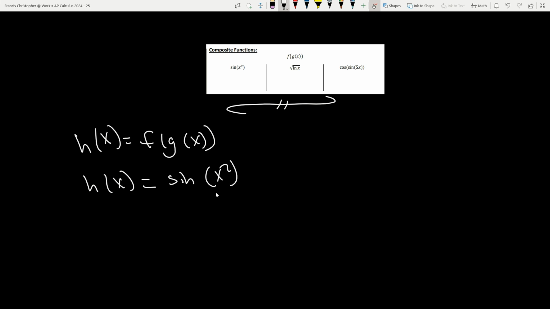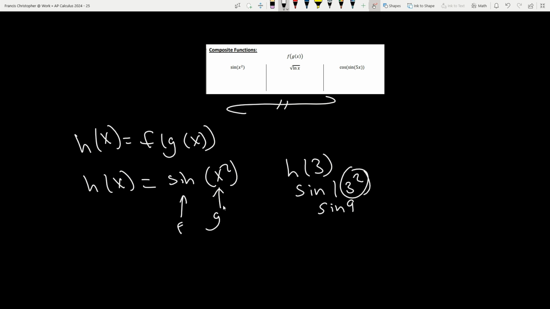So I like to think of it as when I actually go to evaluate something, for example, what is h of 3? That's sine of 3 squared. The first thing I'm going to do is square the 3 to get 9. And then I take the sine of 9, which I don't know off the top of my head. But the point is, I do this one first. So at least in this one, it's pretty easy to see that this is going to be our child function, g, and this is our parent function, f.